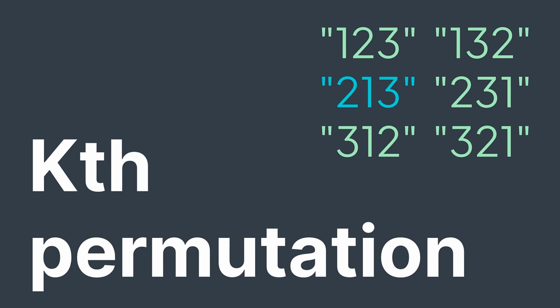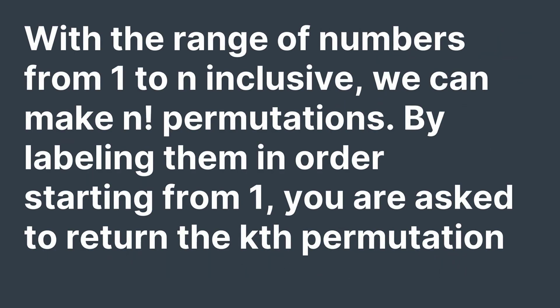Welcome back to the course. In this lecture we will solve the kth permutation problem. With a range of numbers from 1 to n inclusive, we can make n factorial permutations. By labeling them in order starting from 1, you are asked to return the kth permutation.